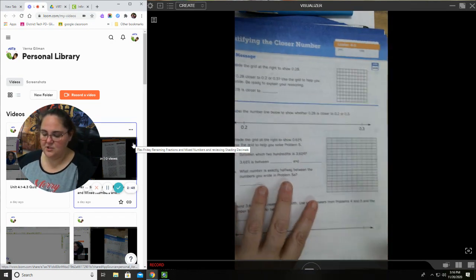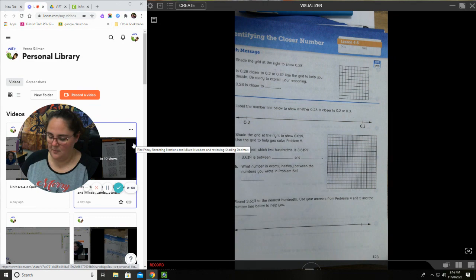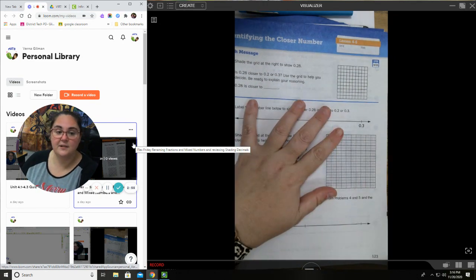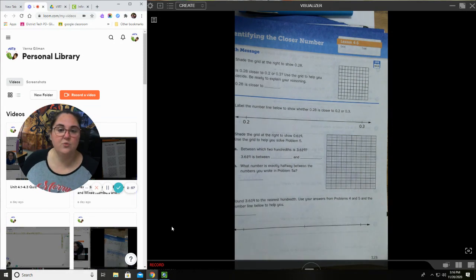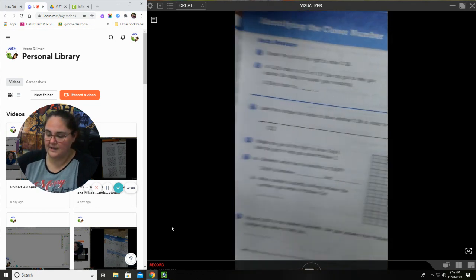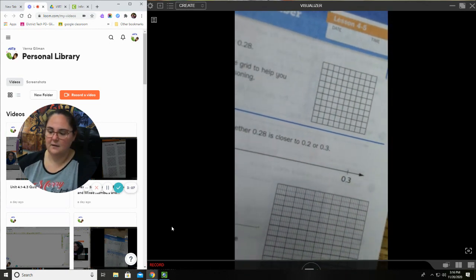This is with our math message. With our math message, we were supposed to start by shading our grid to the right to show 0 and 28 hundredths. So right now what you're going to see is all of these are hundredths. Notice they're not the tiny squares. These are just the hundredths. So that's what I'm going to do. And I'm going to zoom in a little bit so you can see more clearly how I'm shading. Okay.